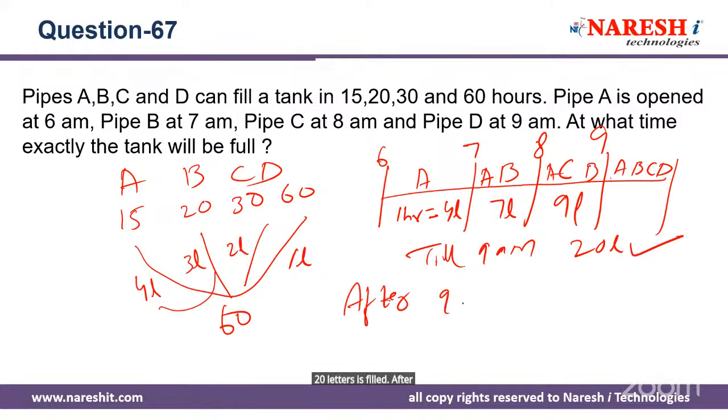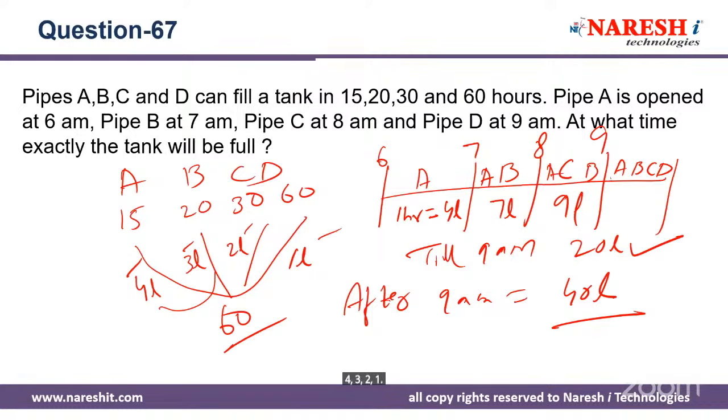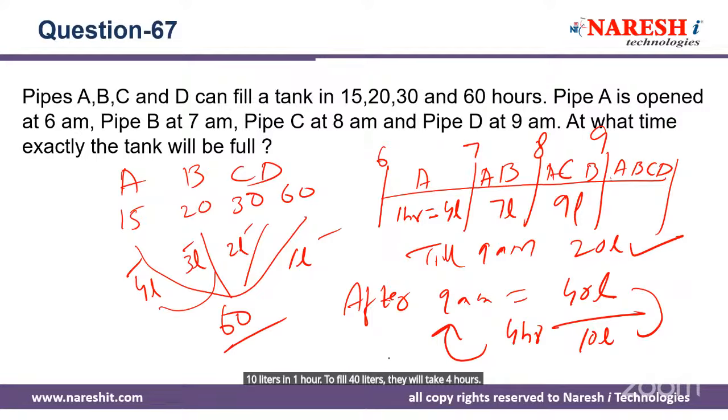After 9 a.m., remaining water is 60 minus 20, 40 liters. After 9 o'clock, how much water can all four pipes do in 1 hour? 4, 3, 2, 1, that means all four can do 10 liters in 1 hour. To fill 40 liters, they will take 4 hours. 4 hours from 9 a.m., at 1 p.m. the tank will be full.